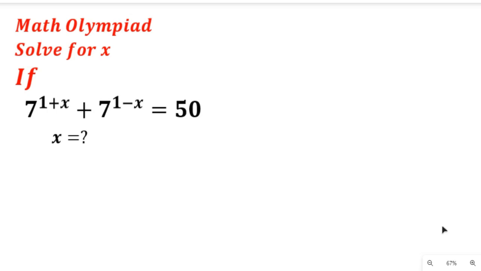In our Maths Olympiad solution video today, we are going to peep into the solution to this exponential equation. We are asked to solve for x if 7 to the power of 1 plus x plus 7 to the power of 1 minus x is equal to 50.